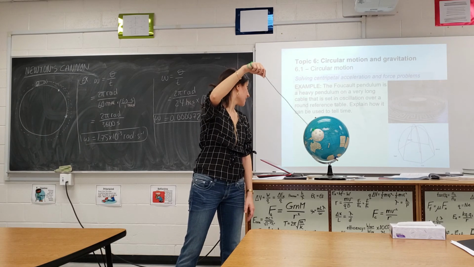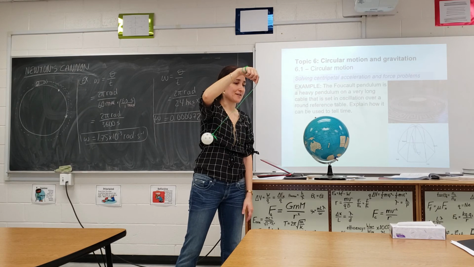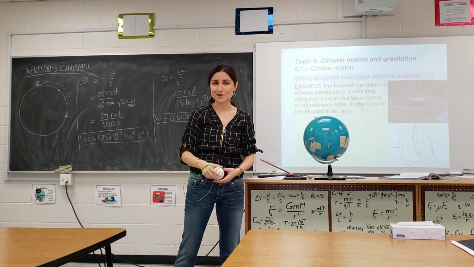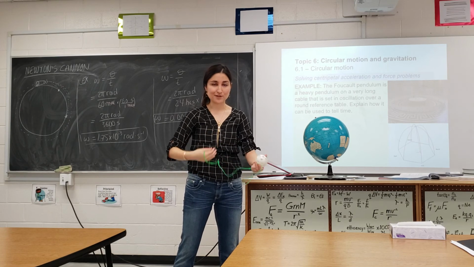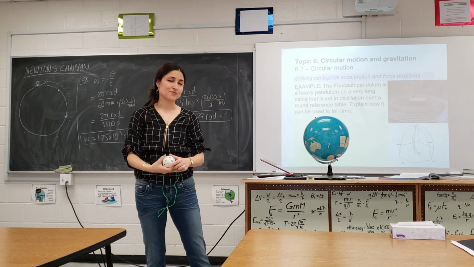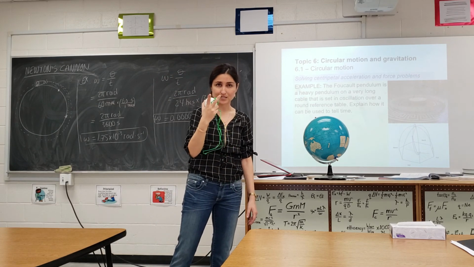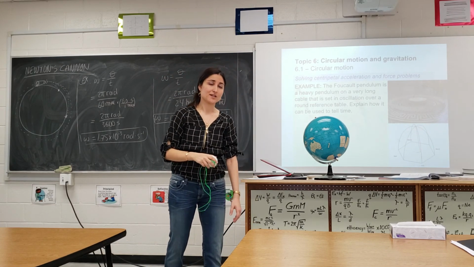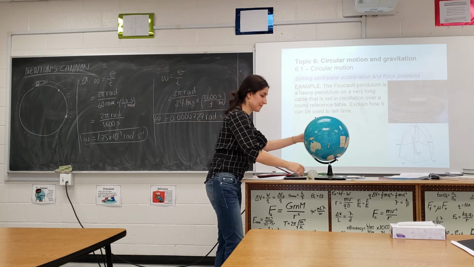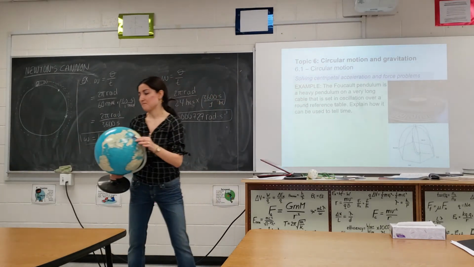On this slide, it says to explain how it can be used to tell time. Well, if this thing makes one full revolution, that's 24 hours. If it makes a quarter of a revolution, that's a quarter of 24 hours. That's 6 hours. You come back after 48 hours, that's 2 full days. It's going to look exactly as you left it. You come back after a week, it'll look exactly as you left it. That's how you can tell time.